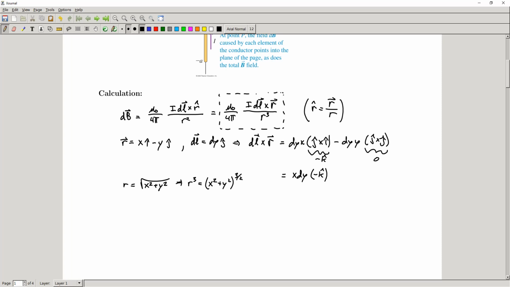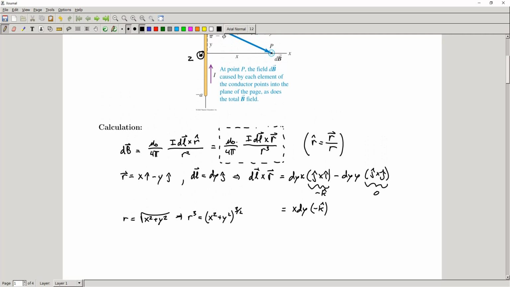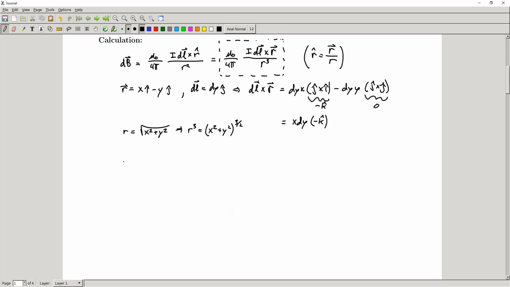Okay, and so I'm going to take a second here to rewrite our dB, our infinitesimal contribution to the magnetic field at that point. Let's rewrite it. We're going to have dB is now equal to, well, we still have these leading coefficients here, mu naught over 4 pi. We still have our I, but now, instead of this cross product, we have x dy in the negative k hat direction.